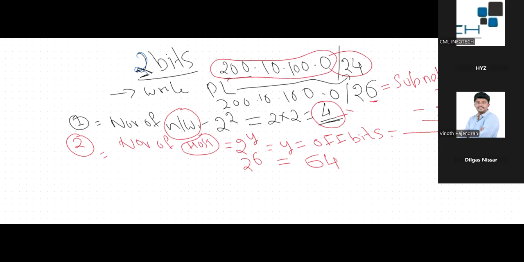For the number of networks, we can put 2 raised to n. The n is equal to the on bits. Like we said, y is equal to the off bits, n is equal to the on bits. How many bits are on? 2. That's why we got 2 into 2, 4.